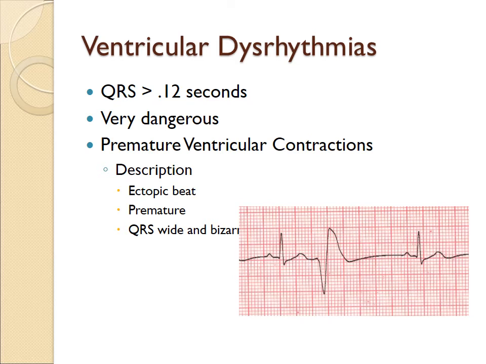PVCs, the description of this, are premature ventricular contractions. This is an abnormal beat or ectopic beat that originates from some irritable cluster of cells in either the right or the left ventricle. It occurs before the expected beat, so it's premature, and because it's coming from an abnormal pathway, the QRS is going to be wide and bizarre. You can see on this slide that the second one is a PVC. It's coming early, it's wide and bizarre, and afterwards it has a compensatory pause. So it takes a little while before the regular heartbeat starts up again.